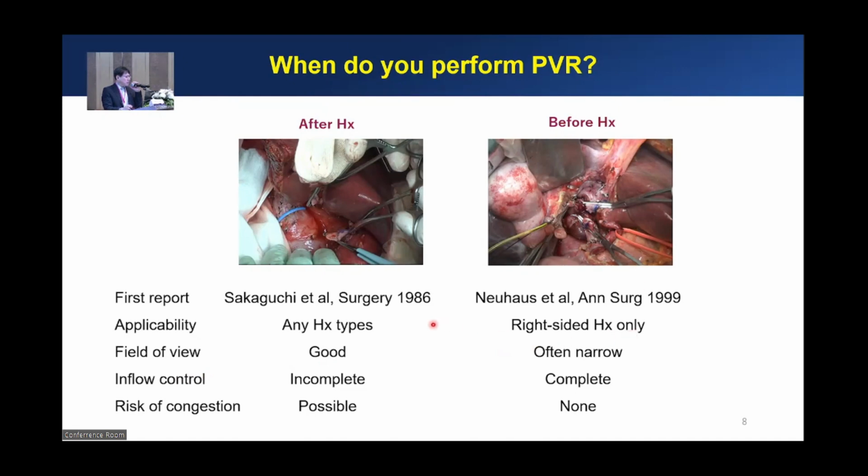And inflow control is complete because of the resection first. We perform the resection first. So the small caudate lobe branch flow is completely controlled in this procedure. But this is incomplete, so the risk of congestion is possible in the after-hepatectomy policy, but the risk of congestion is none in the before-hepatectomy portal vein resection policy.